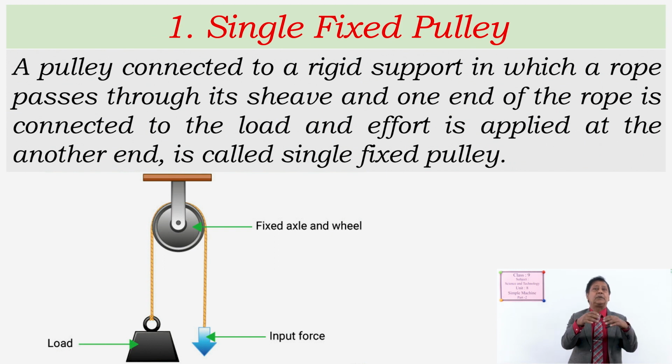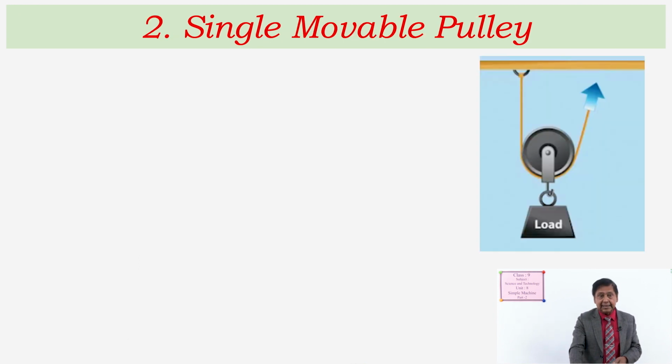Or if you are told what is single fixed pulley, you can write like this, or you can say like this. Now, single movable pulley, second type of pulley. Look at this, this is single movable, and rope is connected to a rigid support which passes through the sieve of movable pulley, and load is connected to the movable pulley.